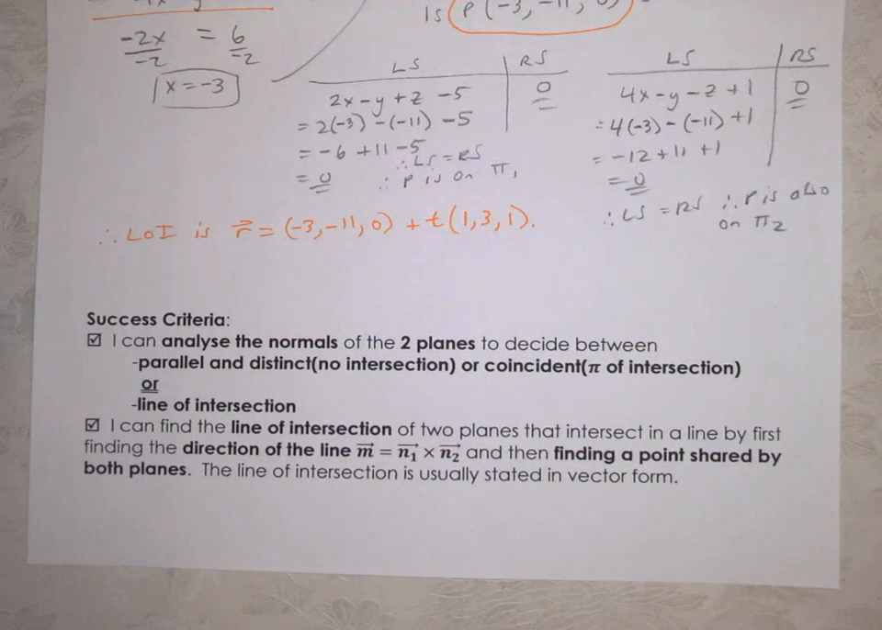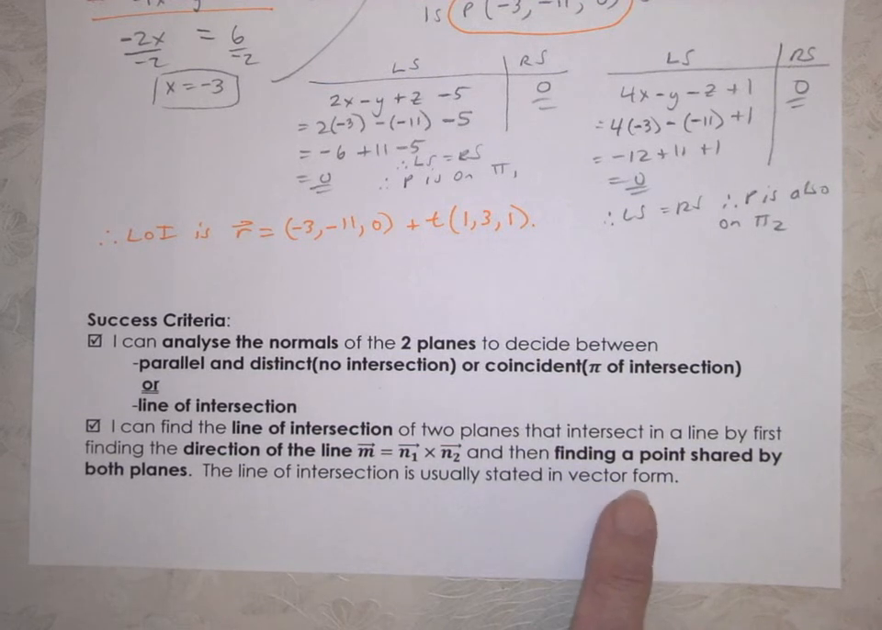And you can find the line of intersection of two planes that intersect in a line by first finding the direction vector, which is going to be the cross product of the normals, and then finding a point shared by both planes. And then usually you put the line of intersection in vector form, state it in vector form, but we did have that one question where we had to put it in parametrics. Okay.